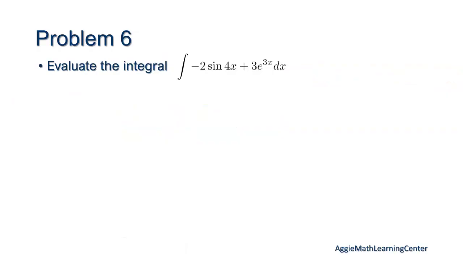Okay, so I'm going to split this up again like we've been doing. I'm going to do 2 separate integrals. I'm going to do the first one, -2 sine of 4x dx, and I'm going to do the second one, 3e to the 3x dx. And I'm just going to add those so that I do not forget to add them at the end. Okay, so does anyone see something that I could do here?